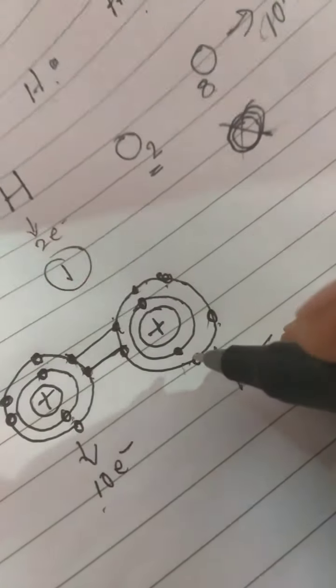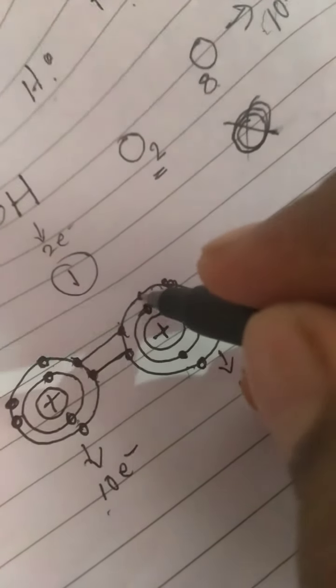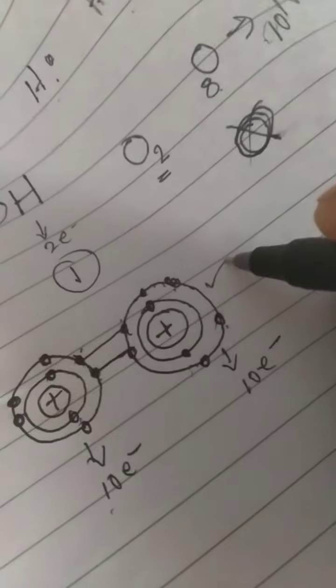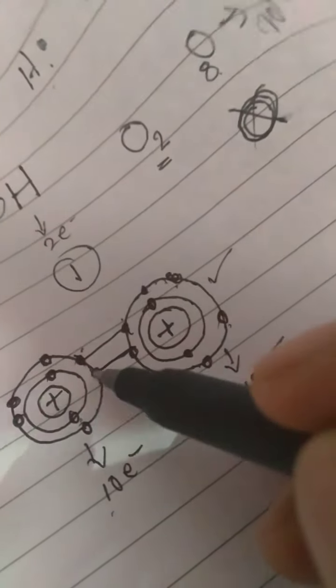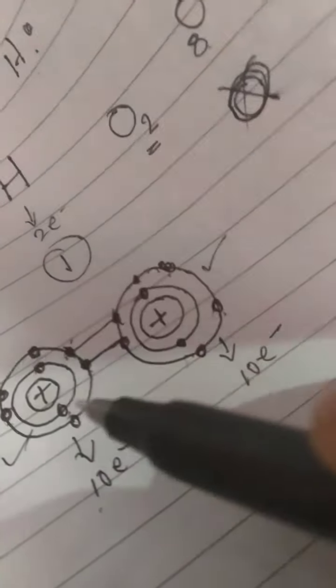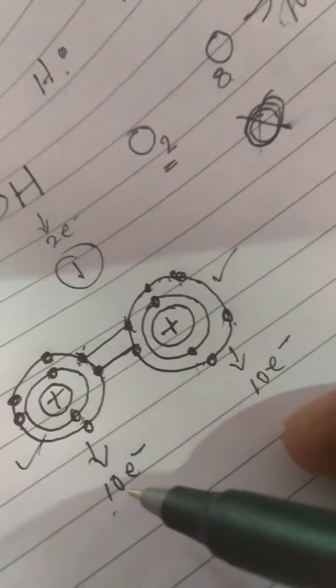So 1, 2, 3, 4, 5, 6, 7, 8. Yes, hooray, this oxygen has 8 electrons. Similarly, this also: 1, 2, 3, 4, 5, 6, 7, 8. So hooray, this oxygen has also achieved the nearest noble gas configuration.